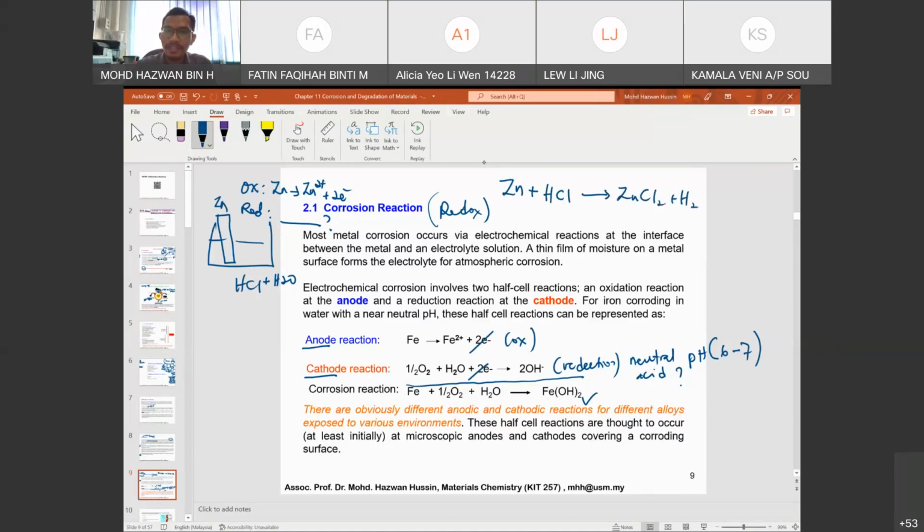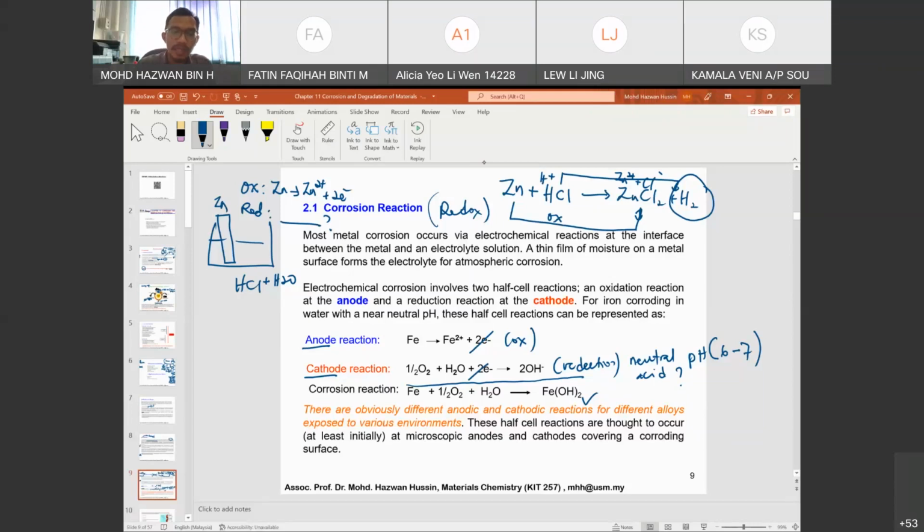You see, if you react zinc with acid, you have zinc chloride as the product. Maybe we call it the stable product that forms on the surface, and this is actually the side product. So this is your reduction process, because you know this is where the oxidation process occurs. Zinc to zinc 2 plus reacts with Cl minus to produce zinc chloride, and the reduction process: you have HCl or H plus over here that when it reacts becomes H2.